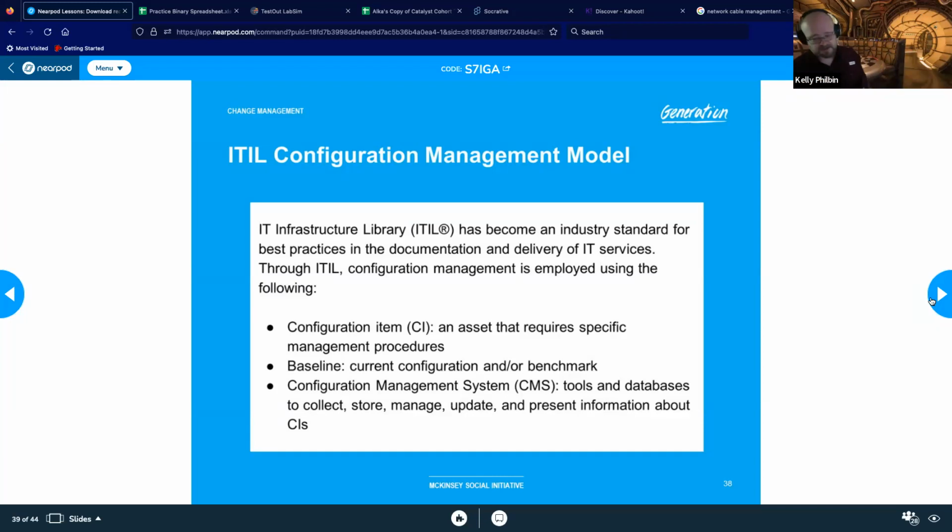This gives you standards for setting baselines if you need to, configuration and management, and for tools and databases to collect, store, manage, update, and present information about CIs, or configuration items, which are basically items or assets that require specific management procedures. So basically any type of equipment we are handling.